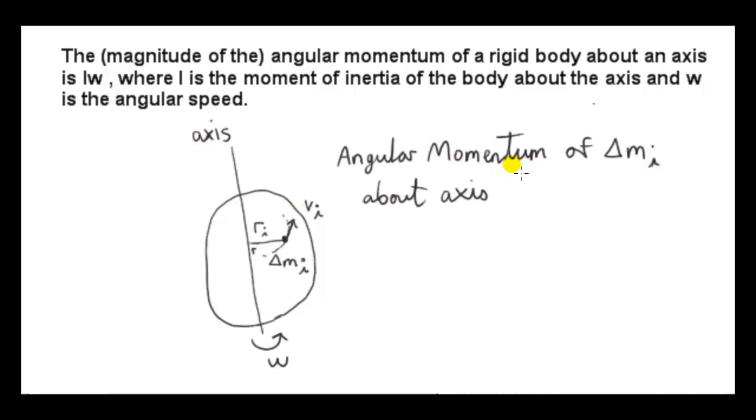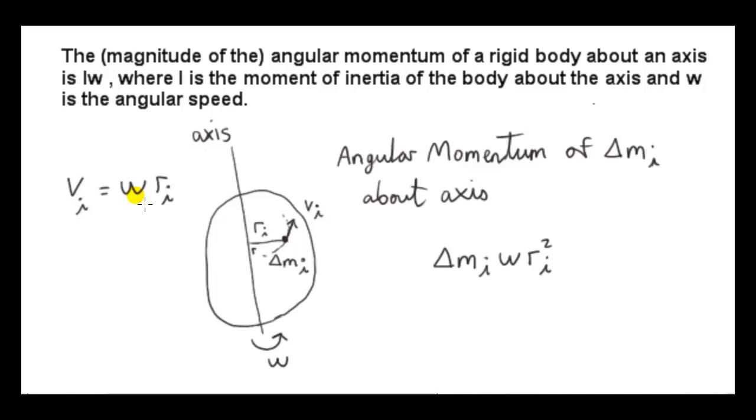Now we know how to get the angular momentum of this particle about the axis. We multiply the mass by omega by the distance squared. Just to repeat what we saw earlier, we take the momentum of this particle, which is delta m_i times v_i. Well, it's actually the magnitude of the momentum of the particle. To get the angular momentum, we multiply this momentum by r_i, and we saw that v_i is just omega r_i. Okay, v is omega r for a particle moving with constant speed in a circle.